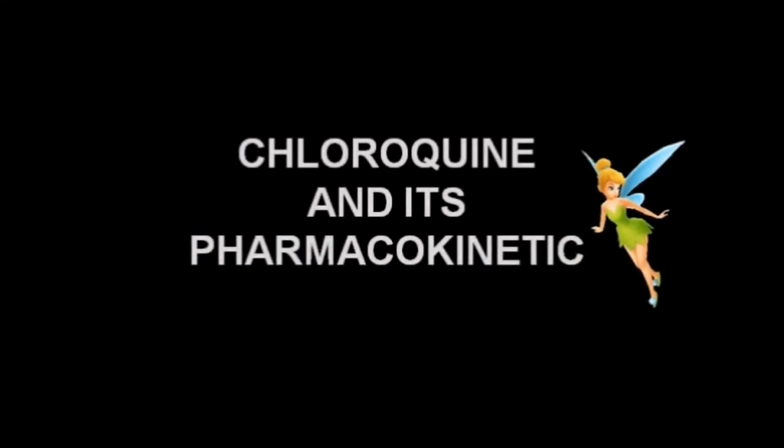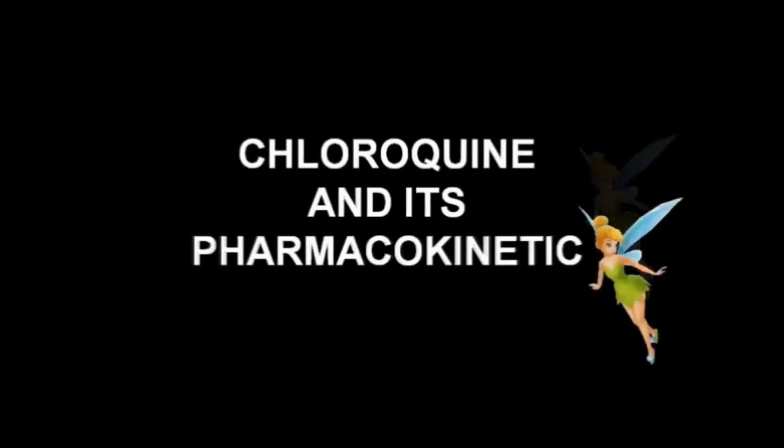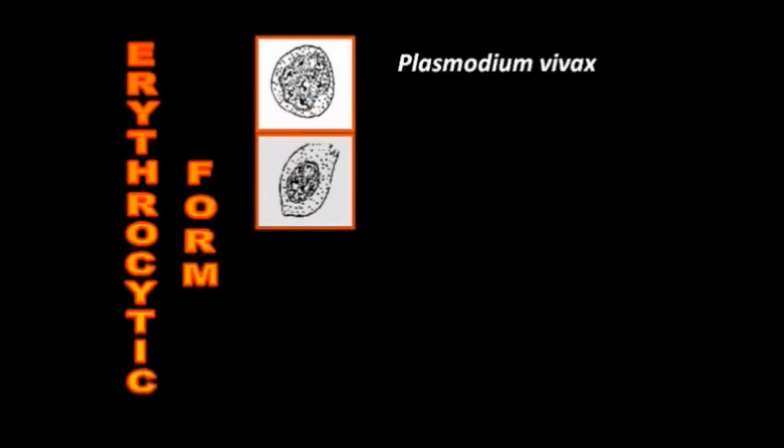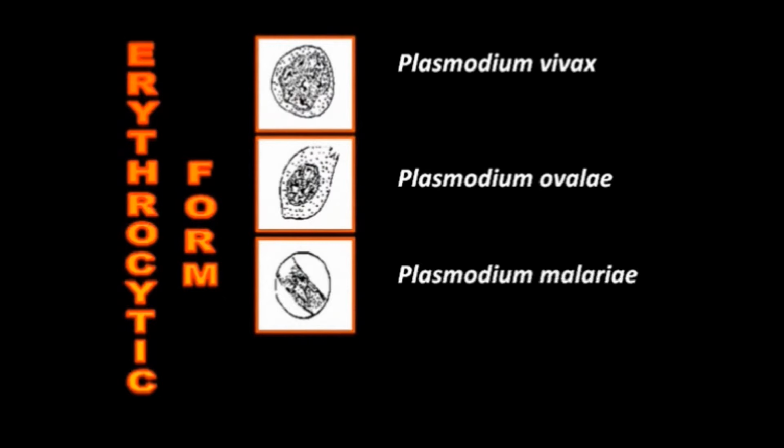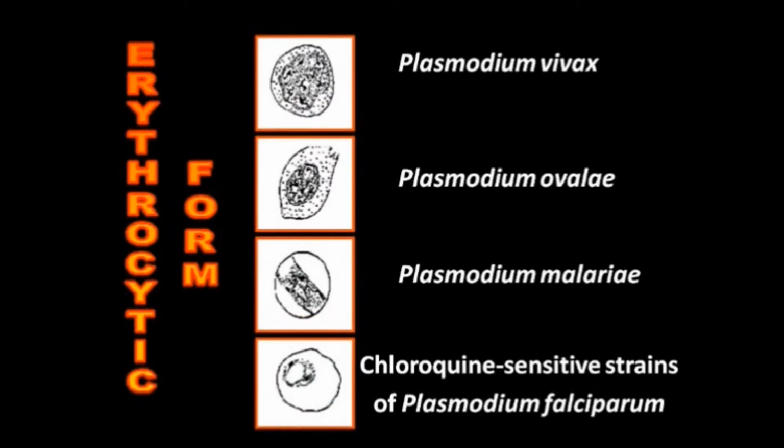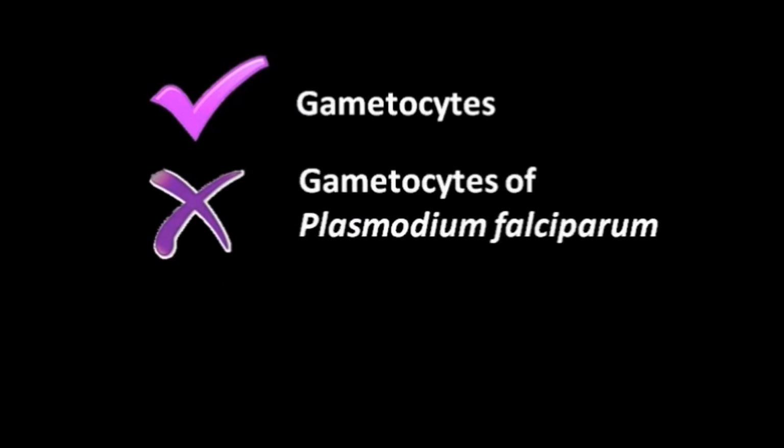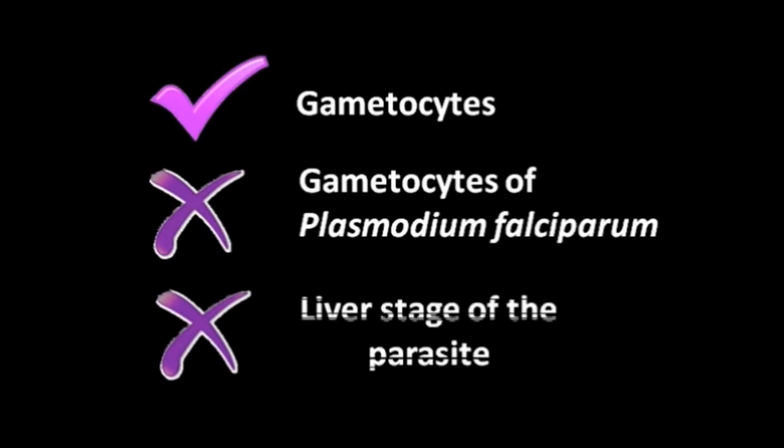Chloroquine and its pharmacokinetics. Chloroquine is effective against the erythrocytic form of Plasmodium vivax, Plasmodium ovale, Plasmodium malariae, and chloroquine-sensitive strains of Plasmodium falciparum. Besides, it also shows activity against gametocytes, except the gametocytes of Plasmodium falciparum. Chloroquine, however, does not show activity against the liver stage of the parasite.